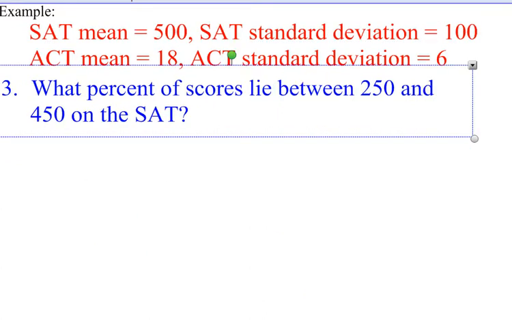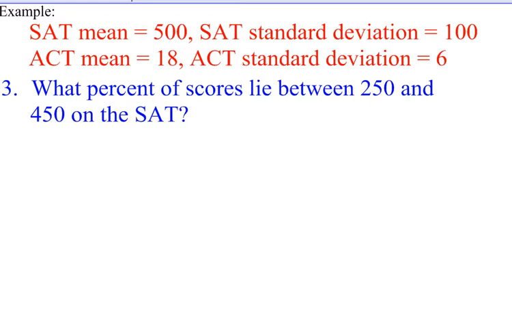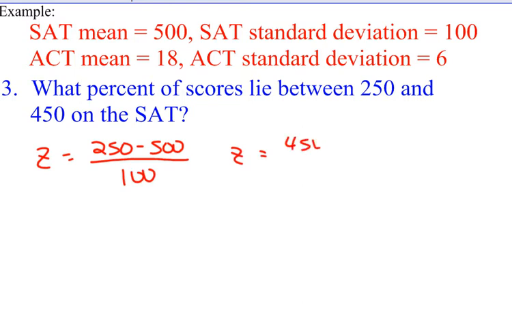So now, number 3, it says, what percent of scores lie between 250 and 450 on the ACT? What percent of scores lie between 250 and 450? So what I would do is I would find the z-score for both. So my z-score for the 250, I'm going to do 250 minus 500 over 100, and then my z-score for the 450.